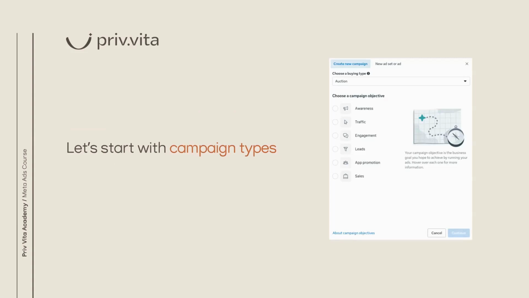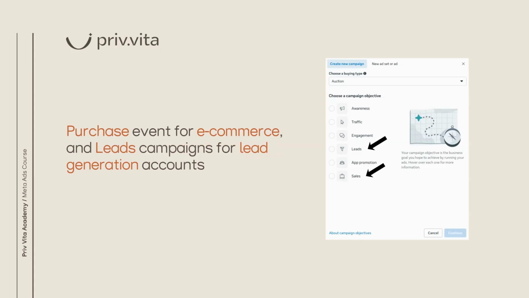When you create a new campaign, you'll see 6 campaign types: awareness, traffic, engagement, leads, app promotion, and sales. Each campaign type has its own objective, but 90% of the time you will be running sales campaigns optimized for the purchase event for e-commerce and lead campaigns for lead generation accounts.